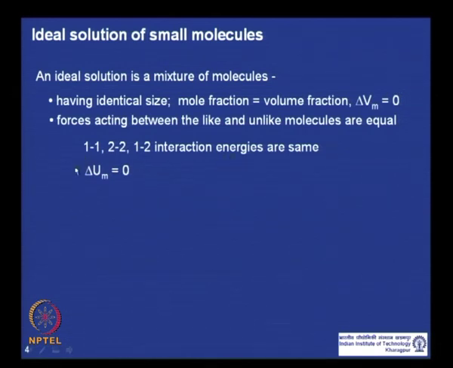So, energy of mixing should be 0, and as we have seen, volume of mixing is also 0. So, enthalpy of mixing should be 0. So, ideal solution formation leads to athermal mixing, with no change in enthalpy of the system.